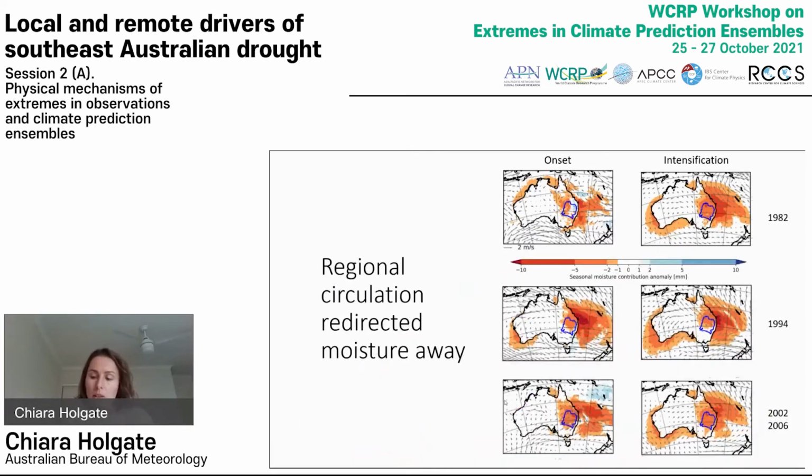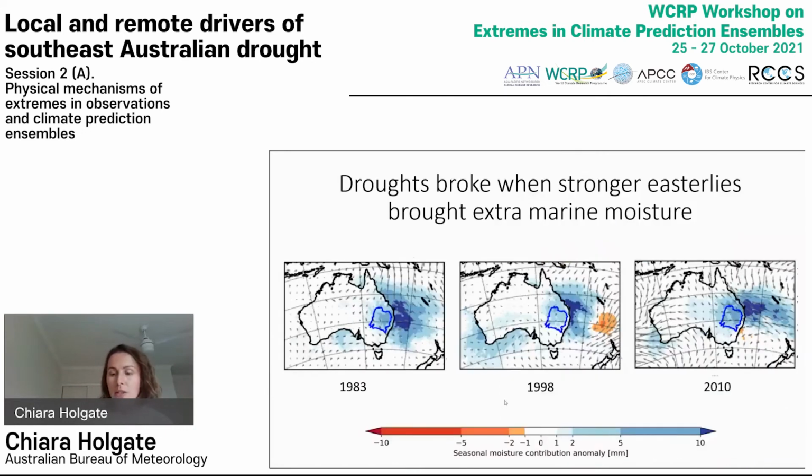So the reduction in moisture supply wasn't due to reduced evaporation in the key source regions. The same amount of moisture was generated, but it was transported somewhere else. And this is what we can see by looking at the anomalies of the low-level wind speed during the drought onset and intensification stages. We see anomalies in the regional circulation moving away from the region, as we can see here, most clearly during the drought intensification stages. Interestingly, this situation reversed during drought termination. So in all three cases, there was anomalously strong easterlies advecting moist marine air from the Tasman and Coral Seas into the region, which could then contribute to rainfall.